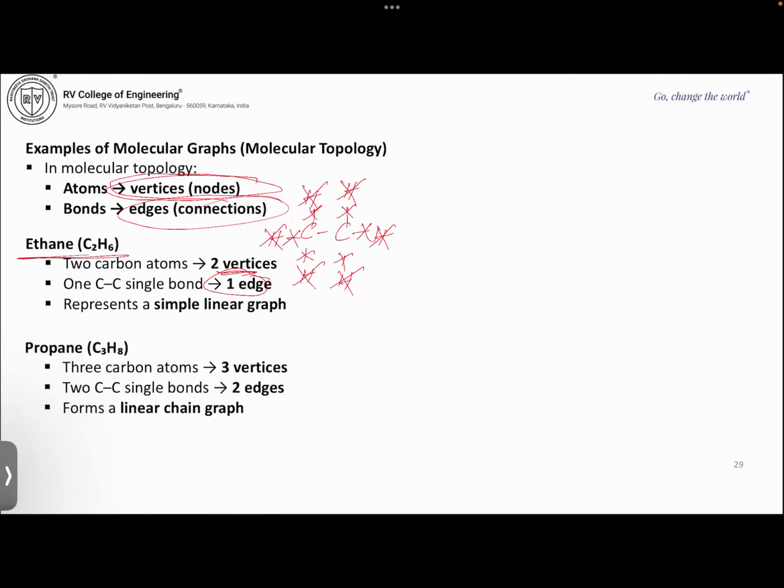So it simply represents a linear graph, like this. So this is a graph of ethane. This is the C1 atom and this is the C2 atom, you can see.